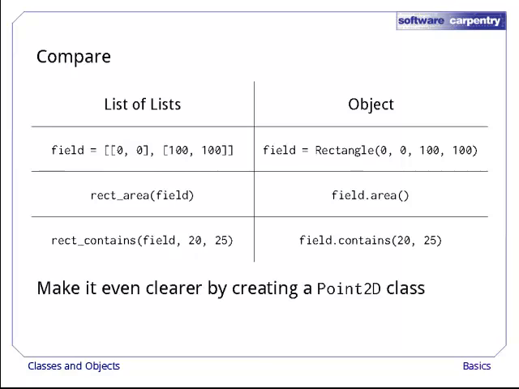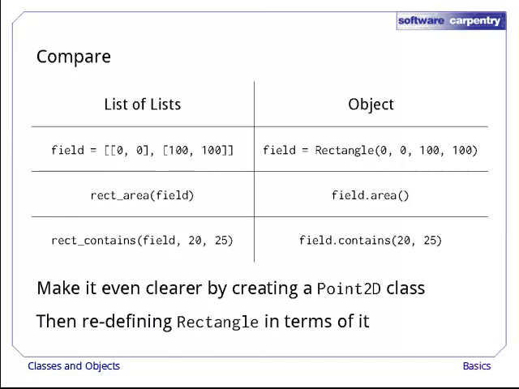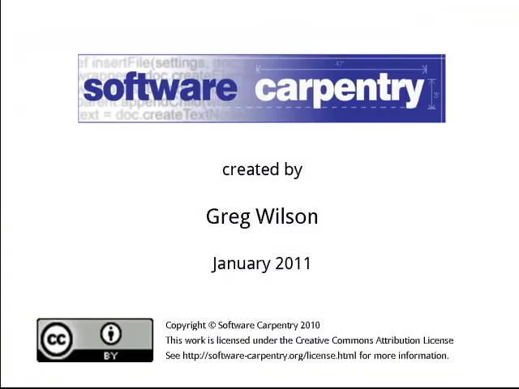We can make things even better by defining a point2D class to represent an xy coordinate, then redefining rectangle to use 2 of those instead of 4 naked numbers. Before we look at how classes cooperate, though, we'll have a look at a few more things they can do on their own.